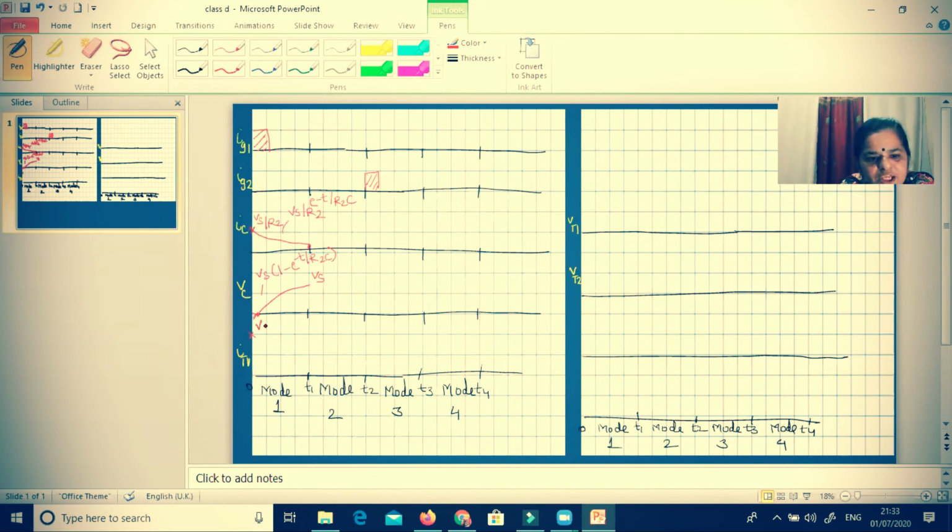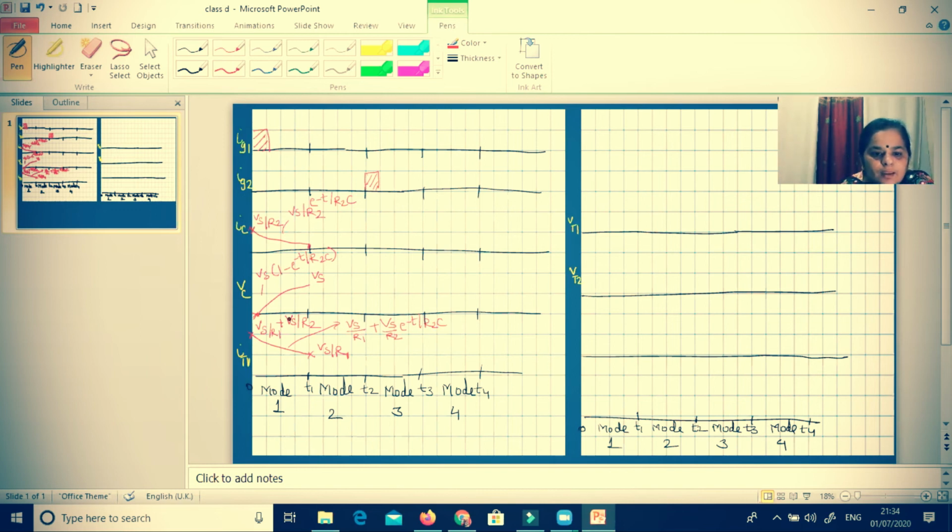So its initial value will be Vs by R1 plus Vs by R2, and it will be exponentially decaying up to Vs by R1. And in between, it will vary by the expression Vs by R1 plus Vs by R2 times e to the power minus t by R2C. So this is how it is going to vary.